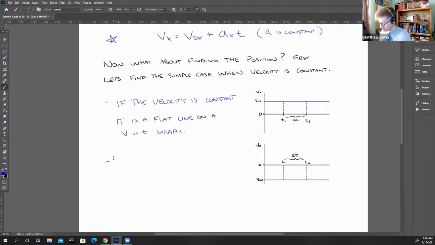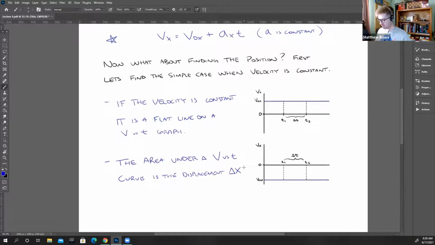One thing to know about a velocity versus time graph is that the area under a velocity versus time curve, in this case it's not a curve, it's a flat line, is the displacement. Delta x.